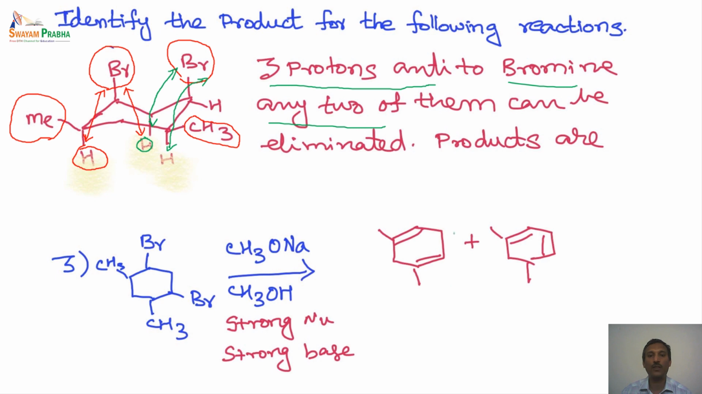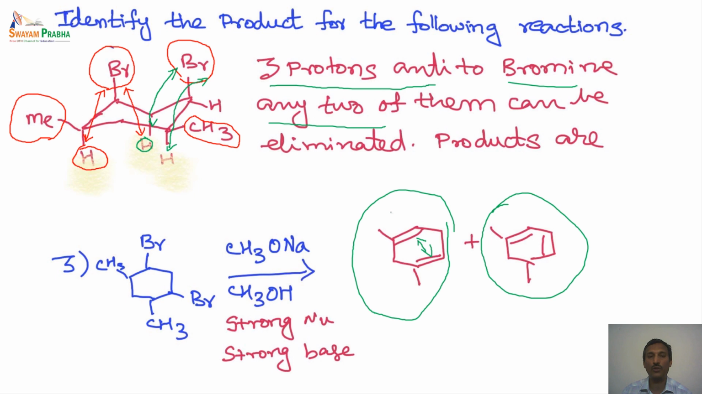So the products possible are given here after elimination. We have product 1, we have product 2. Between these two products, in this product there is no conjugation, so there is no conjugation between these two double bonds. So this product is not formed, whereas here we have the conjugation. So this is the product that is formed in this particular elimination reaction. So even though there are various possibilities, at least in this particular case we have two isomers possible, but only one is formed simply because there is a conjugation in this particular product, whereas in the other product there is no conjugation, so this is not formed.